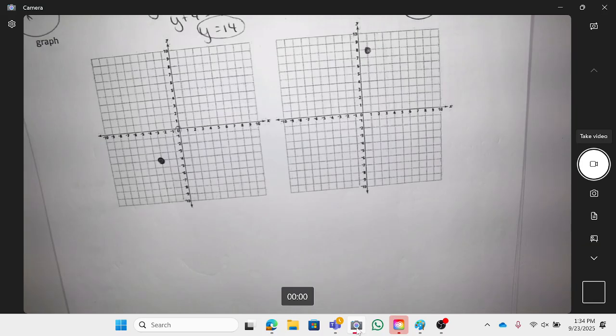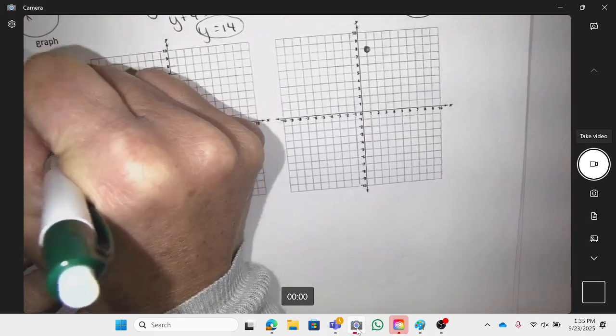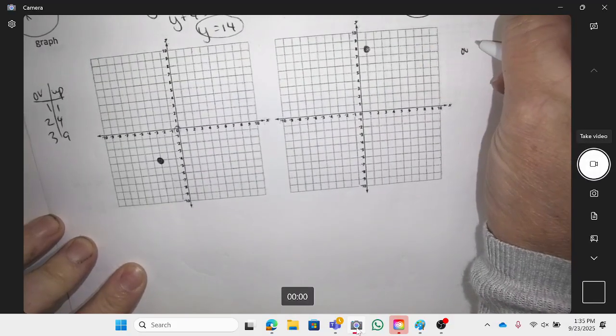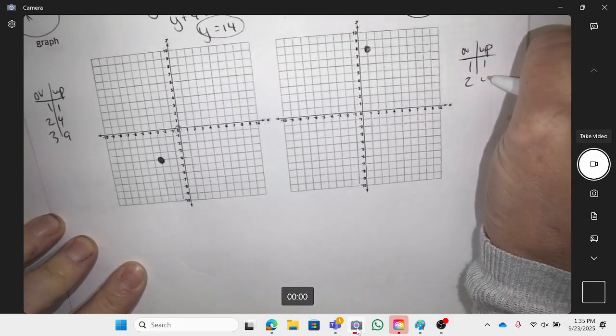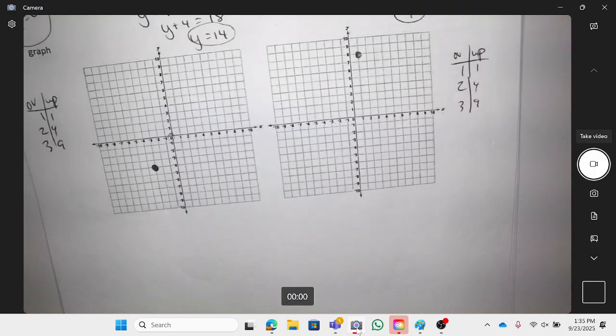Step 1, draw the vertex. Step 2, arm pattern. So I'm always starting over, up. 1, 1, 2, 4, 3, 9. Over, up. 1, 1, 2, 4, 3, 9. Okay? There's the pattern that we started with. We're not going to do that because we just started with that.